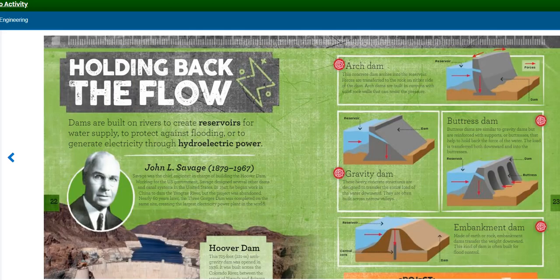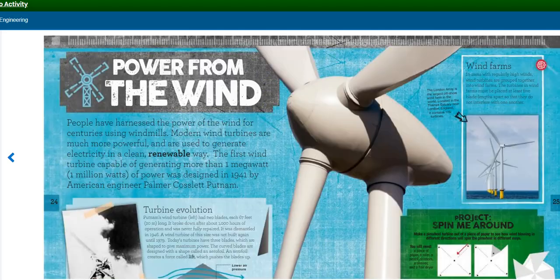Next up, holding back the flow. I think these are referring to dams. Dams are built on rivers to create reservoirs for water supply, to protect against flooding, or to generate electricity through hydroelectric power. Now, while we certainly can get some of our electricity from water flowing over dams or through dams, we can also get our power from the wind in the form of wind energy, or wind turbines like these.